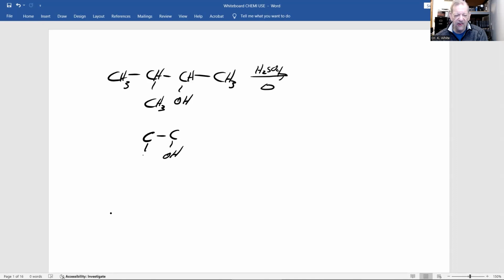But I know for this reaction, I'll need an adjacent carbon, one next to it, with a hydrogen. And if I add H2SO4 and heat, the little triangle, think a little flame on top of a candle or Bunsen burner, heat, I'll get a double bond, and it follows Zaitsev's rule.